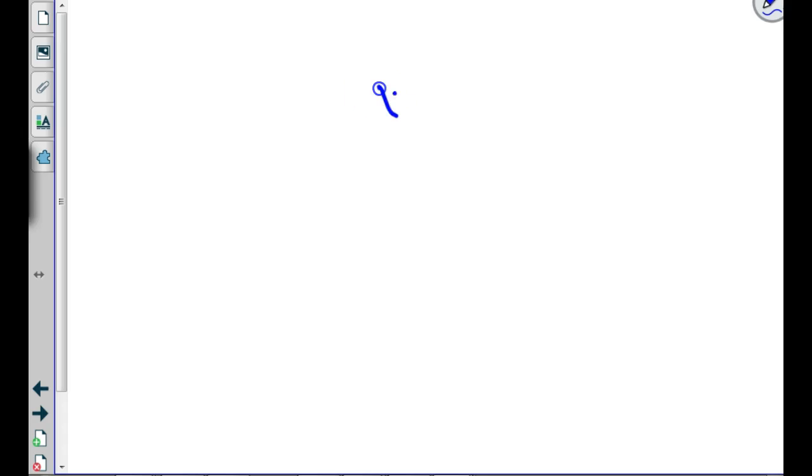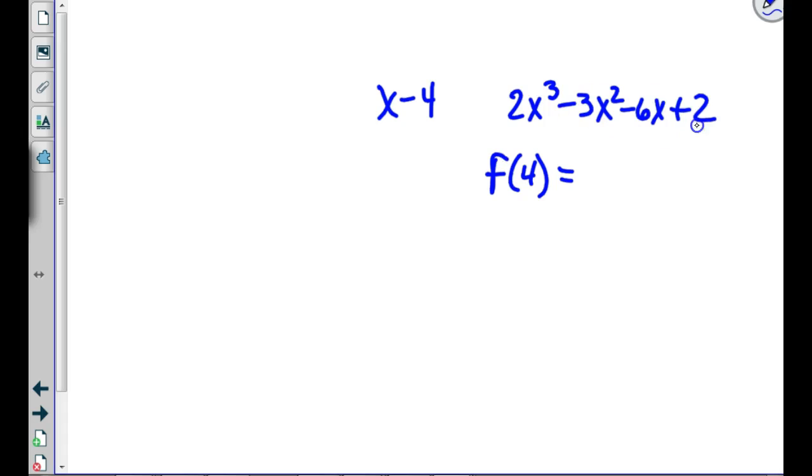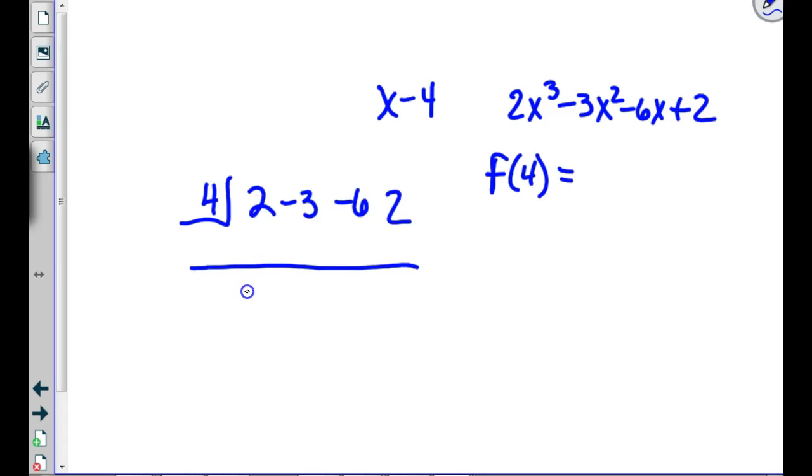It just says, is x minus 4 a factor of 2x cubed minus 3x squared minus 6x plus 2? Why does it say c equals 4? Okay, so yeah, we need to plug a 4 in if we want to predict. So someone could be doing that, or we could be doing synthetic division to decide if it's a factor. This might be smaller numbers that I could do in my head, but maybe not.